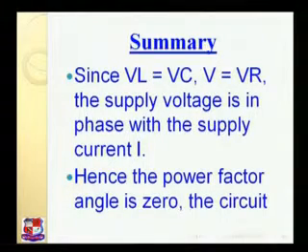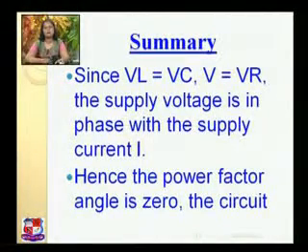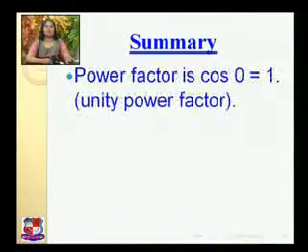The supply voltage is in phase with the supply current I, because the phase difference between voltage and current in a resistive circuit is always 0. Hence the power factor angle is 0, because the phase difference between voltage and current is 0. So the circuit power factor is cos 0, which is equal to 1, meaning unity power factor.